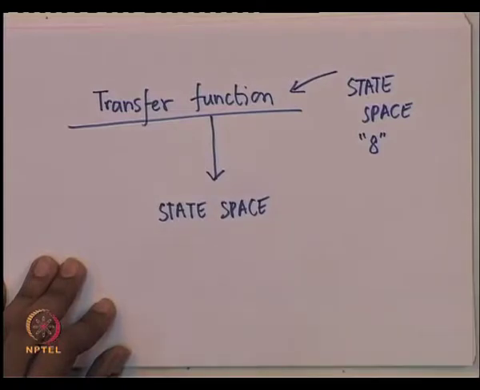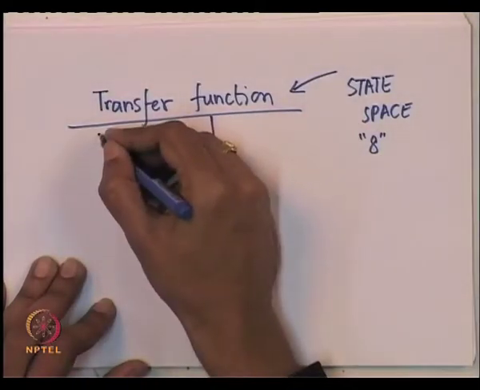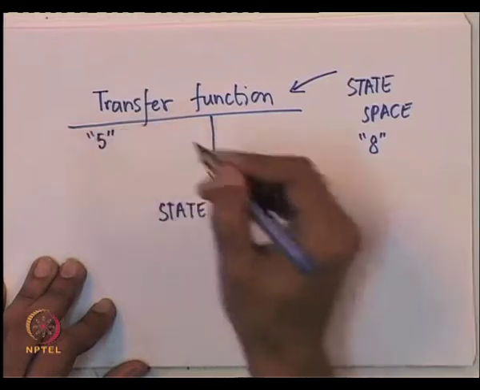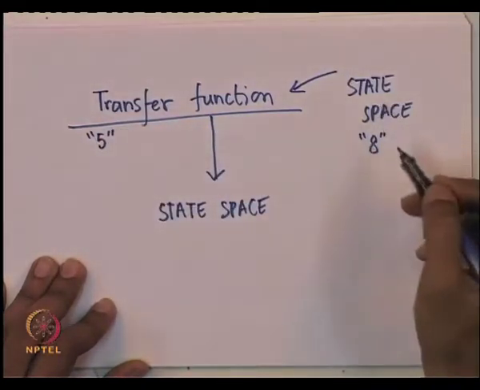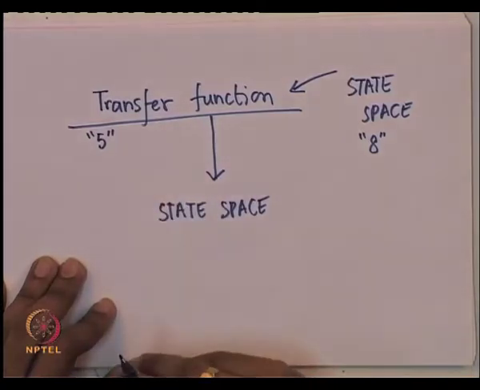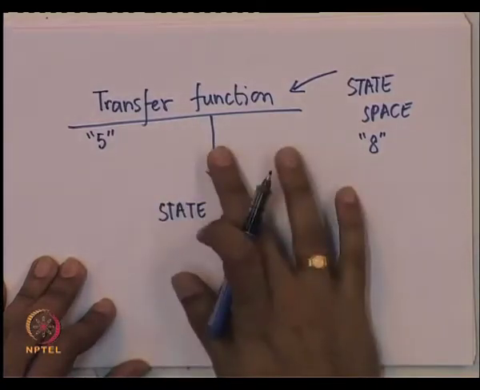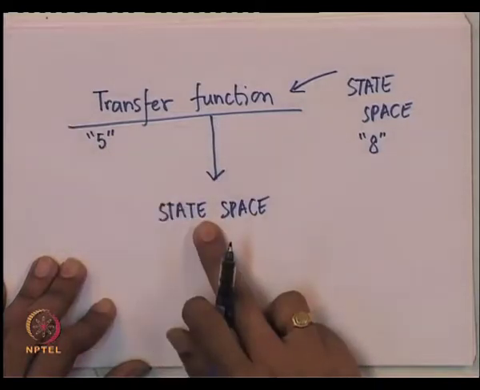Okay. In fact, I got this transfer function by shorting the field winding. Okay. I got a transfer function in 5 parameters. Now, I can't get back, of course, to this state space of 8 parameters using these 5 parameters of the transfer function. But the question is, can I get to a state space in which we have just 5 parameters? The answer is yes, it is possible.